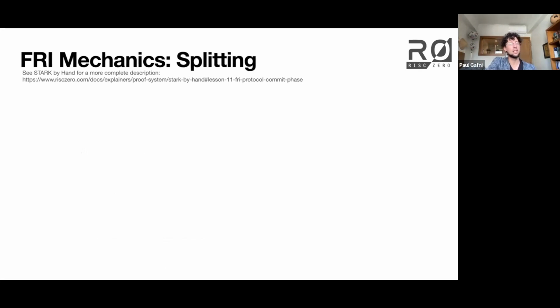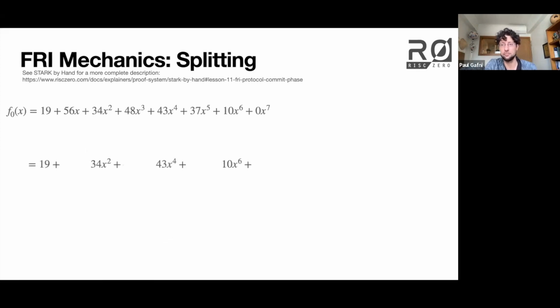Okay, let's dive into what splitting actually looks like in the context of a real-life polynomial. This is taken directly from the Start by Hand explainer, so you can check this out on the website in a little more detail, or certainly more written detail than what's going to be on these slides. So we're looking here at a degree 7 polynomial, which has 8 coefficients. And we need to split it into 2 parts. The way that we're going to do that is we're going to take the parts that have an even exponent. So the first term here has x to the 0th as an exponent.